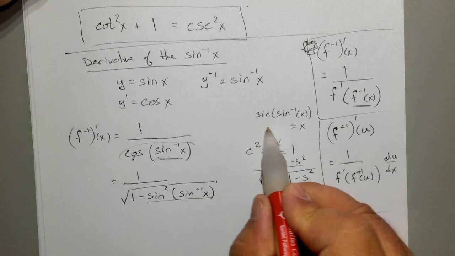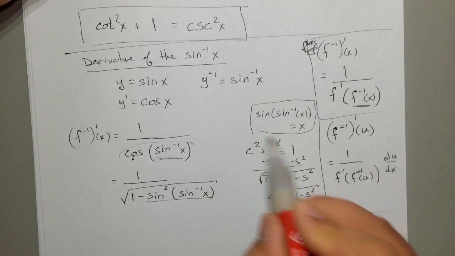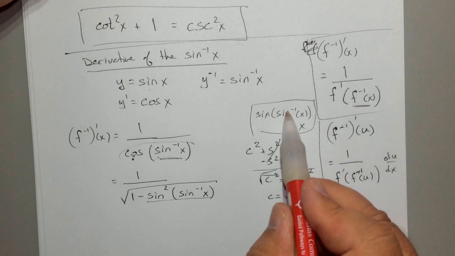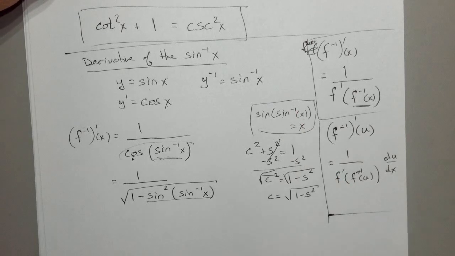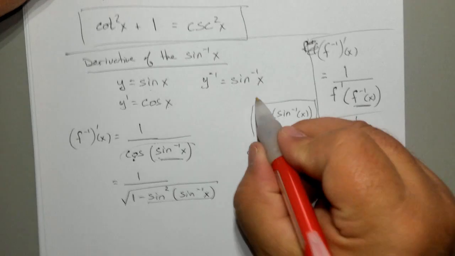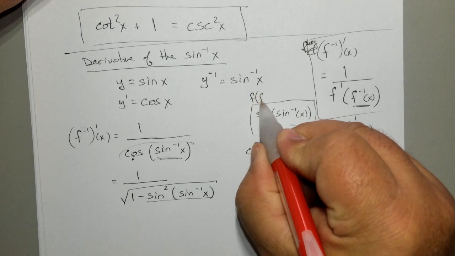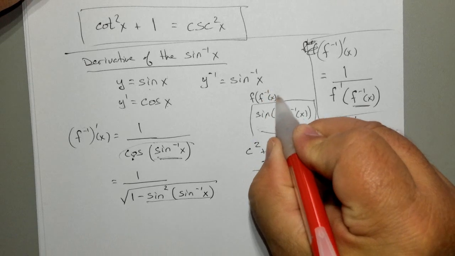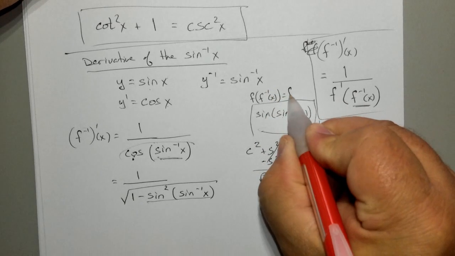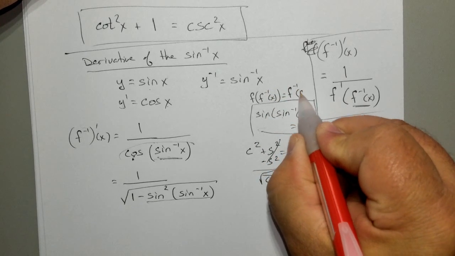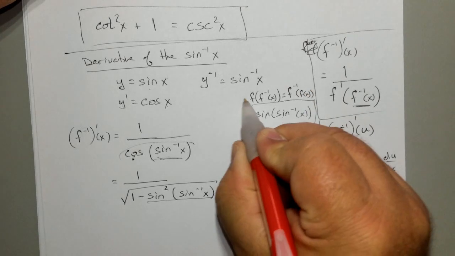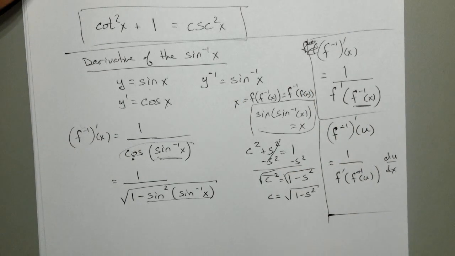Here we have the same thing I just talked about. The sine of the inverse sine of x is x. Basically, the f of the inverse of x is the same thing as the inverse of the function of x. All those equal x. Compound functions.